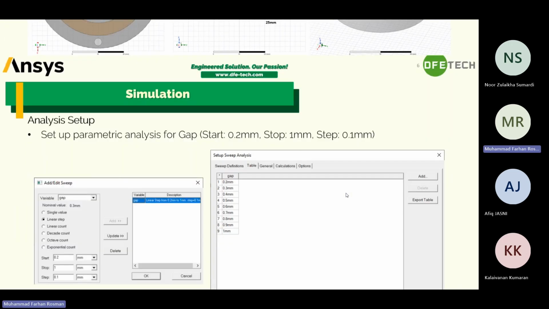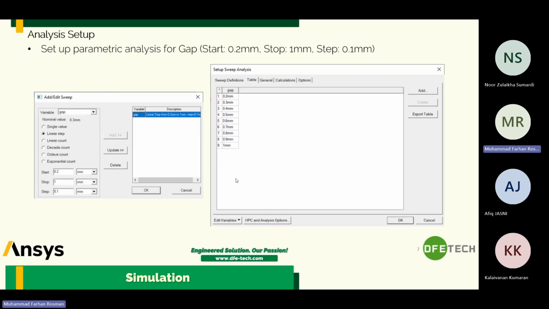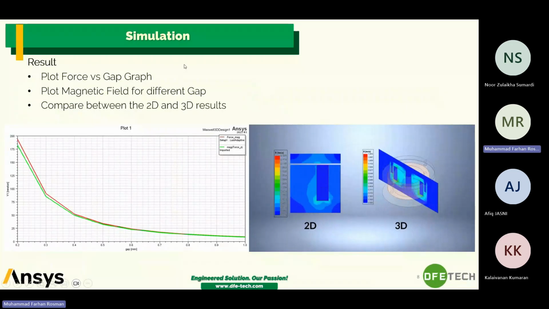Next, on analysis setup, like I said, it is the same simulation as part one. We are using the parametric analysis to see the field at different gaps. There are nine gap lengths here that we want to simulate.